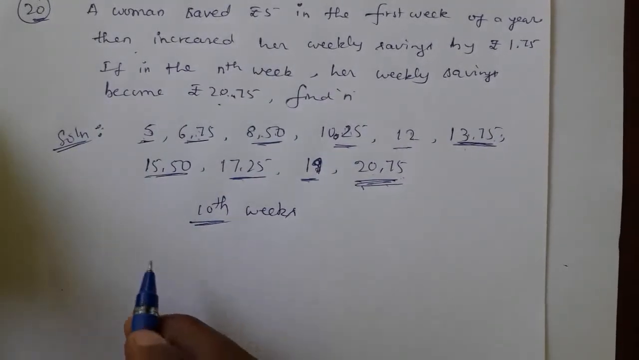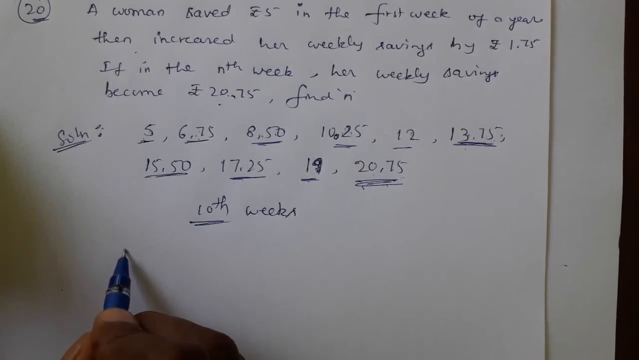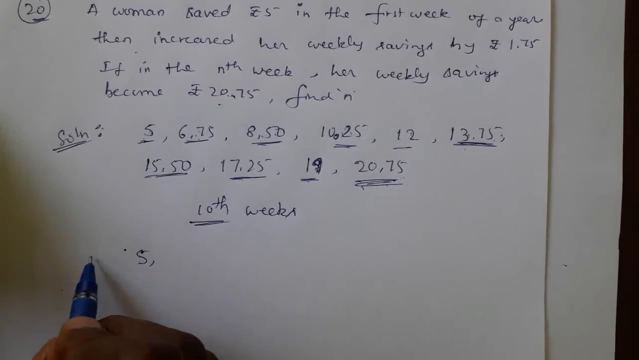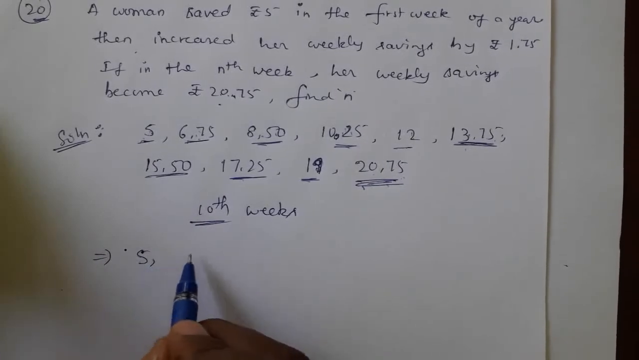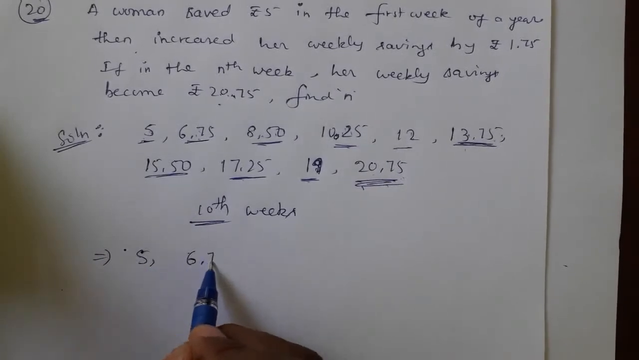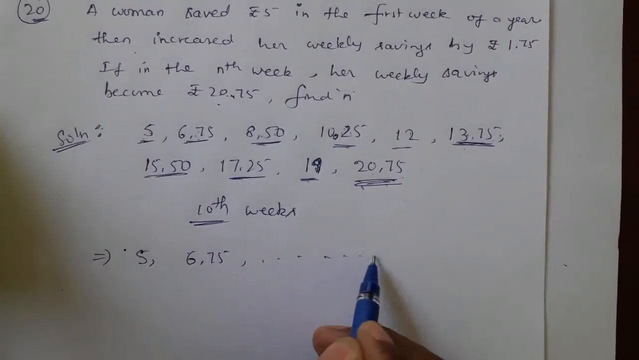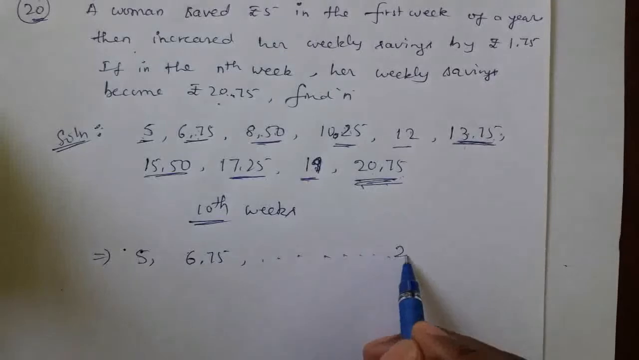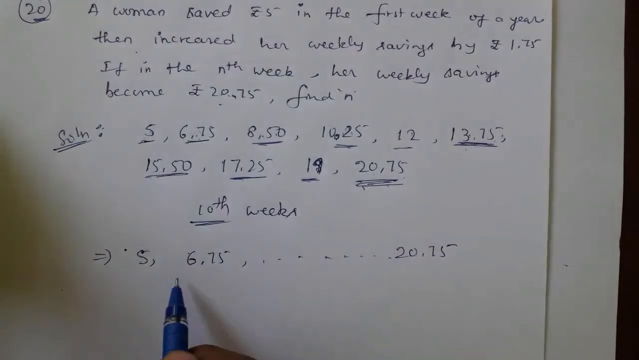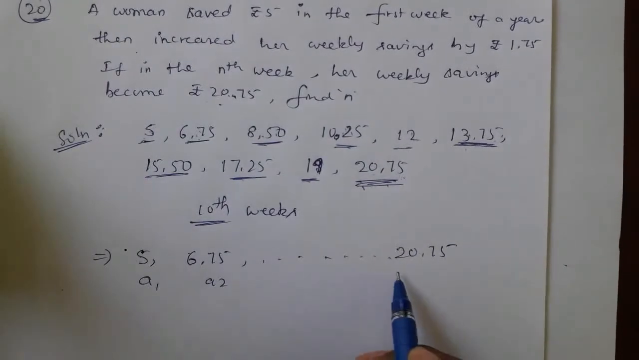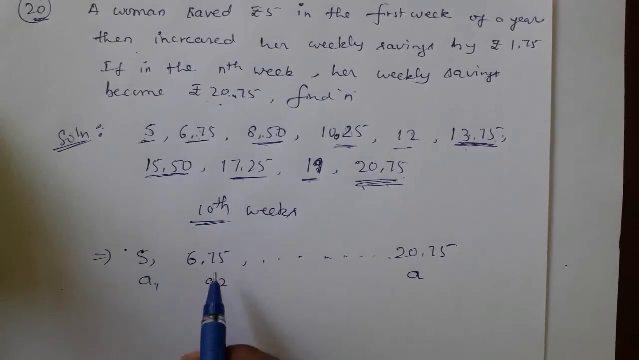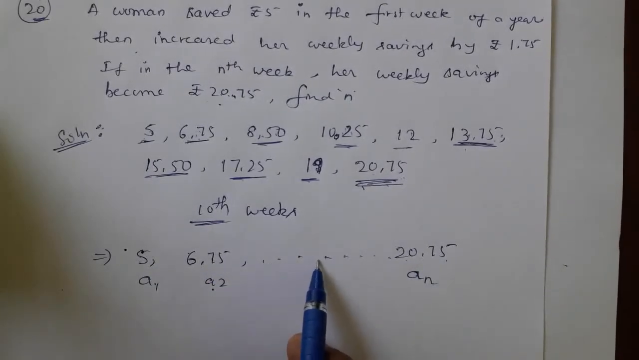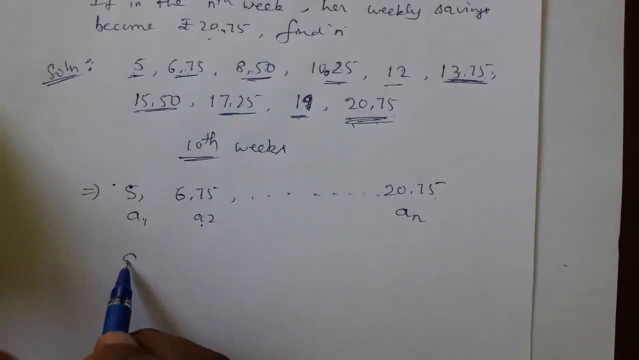But how to prove it by the theoretical method? We take the theoretical method by considering the AP. First we write the AP: first week 5 rupees, second week 1.75 more, 6.75, and so on. In which week does she reach 20.75? So 20.75 is the last value. This is A1, this is A2, and 20.75 is in which position? Unknown, because there are many terms in between. So it is An.